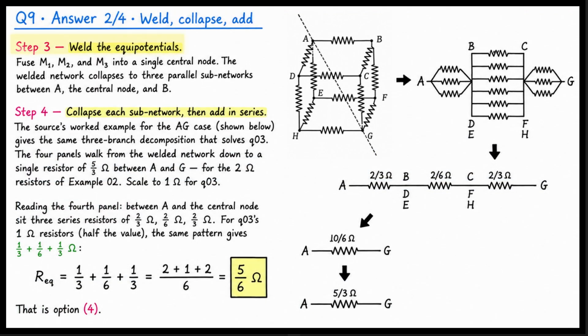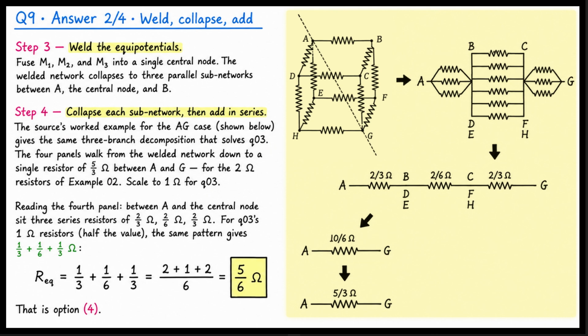Step 3. Weld the equipotentials to the central node. This either removes a resistor entirely because no current flowed through it anyway, or combines 2 segments into a single branch. Either way, the weld is free. Step 4. Collapse the resulting network. The source's worked example for the AG case, shown here as a 4-panel figure, walks through exactly this collapse.